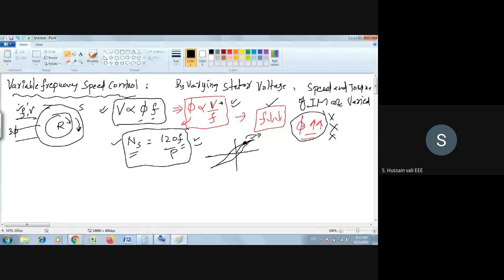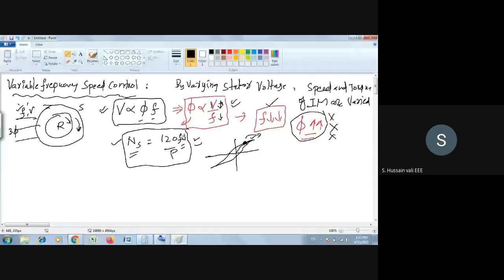This is the problem. So how to avoid it? When you decrease the frequency, you proportionally decrease the voltage also. Now decreasing the frequency will definitely decrease the speed, because you see this equation. But the side effect is that the flux is increased, and then the magnetic core will be driven into saturation. So that you don't want.